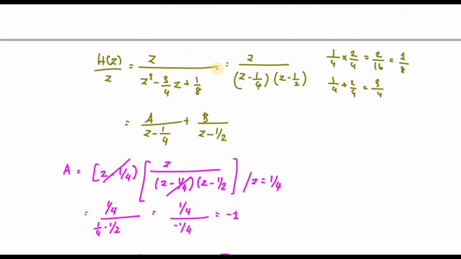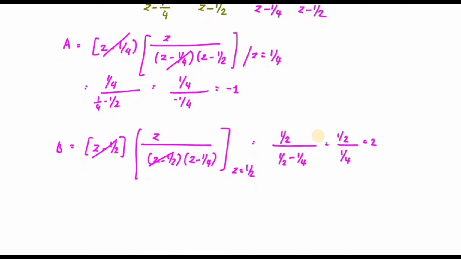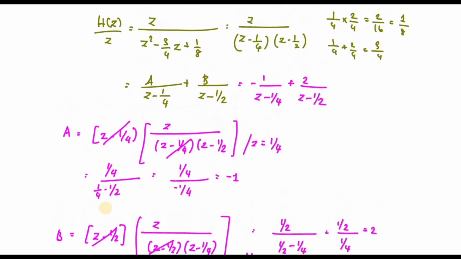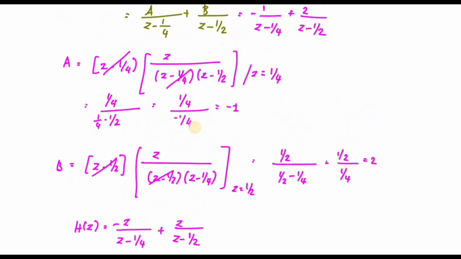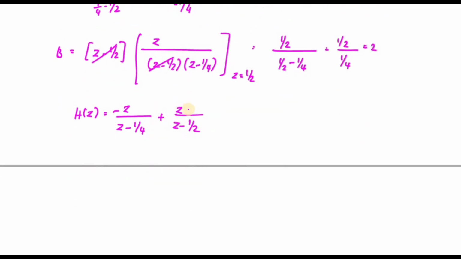So you can substitute here: minus 1 divided by Z minus 1 by 4 plus 2 divided by Z minus 1 by 2. Okay. So what is my H of Z? H of Z is equal to, so now you multiply. So this Z gets multiplied here. Okay. So we'll get minus Z divided by Z minus 1 by 4 plus 2Z divided by Z minus 1 by 2.